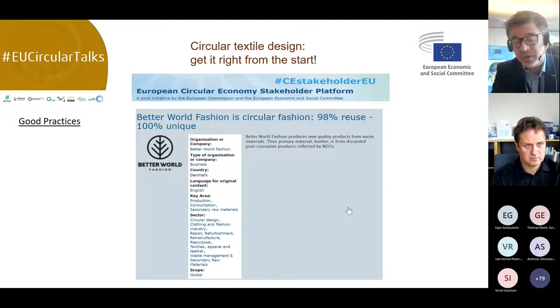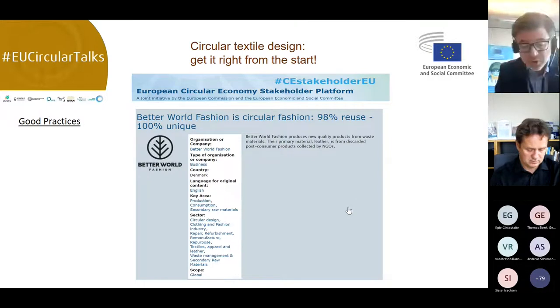Very briefly, to give you an example of two of the really good best practices that are up there, we have Better World Fashion, which has a 98% use of upcycled materials. As their tagline says, 98% reuse, 100% unique. And this company transforms used leather, discarded plastic bottles, recycled wood and metal into brand new leather jackets, bags, aprons, and other products.